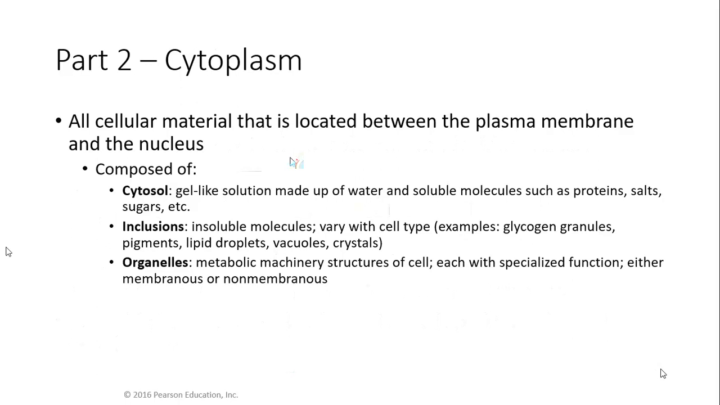So here's just showing you an image of the endoplasmic reticulum. So again, it's continuous with the outer nuclear membrane, and you have the rough ER, with the ribosomes attached. Smooth ER, no ribosomes.